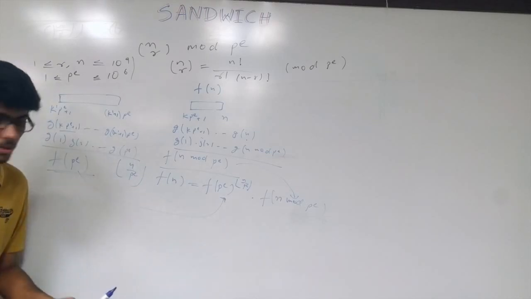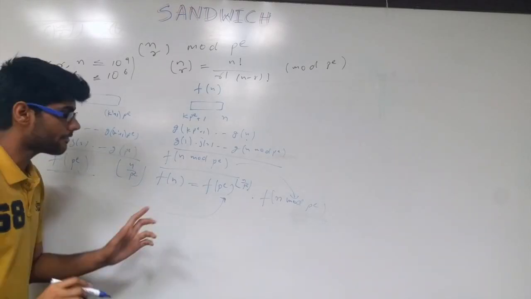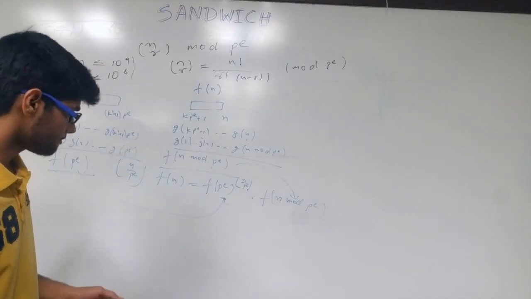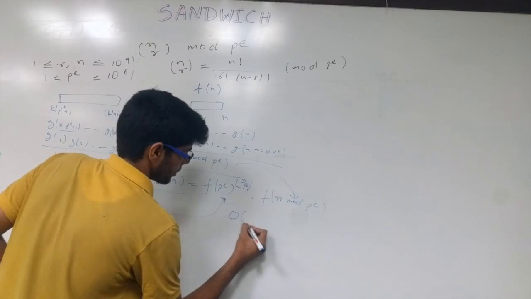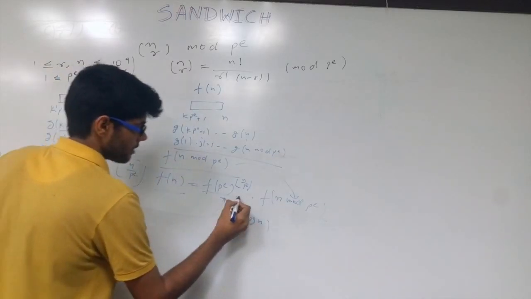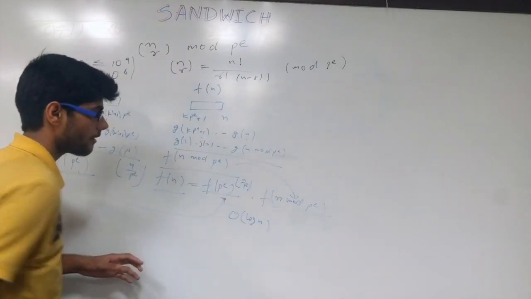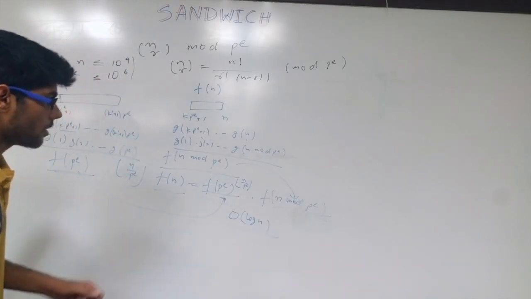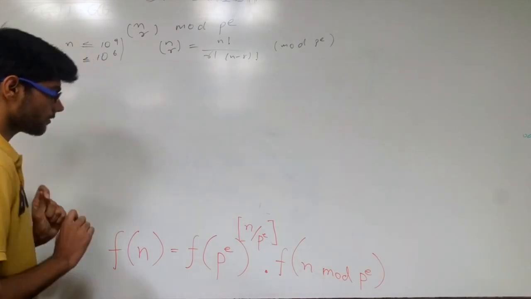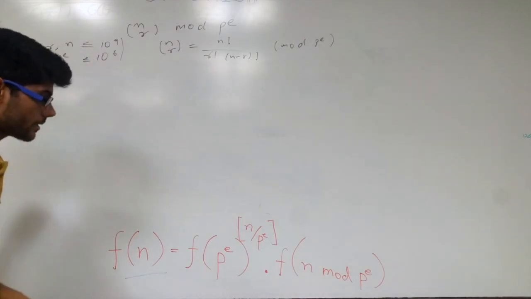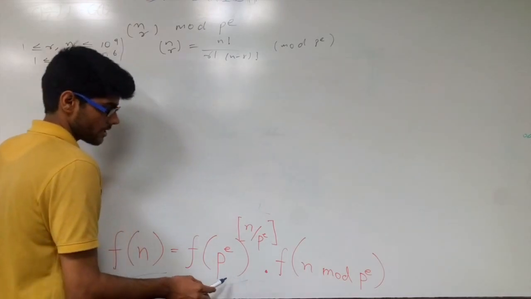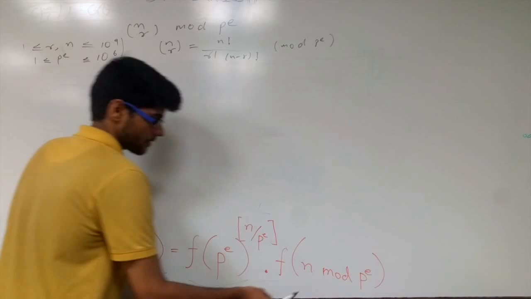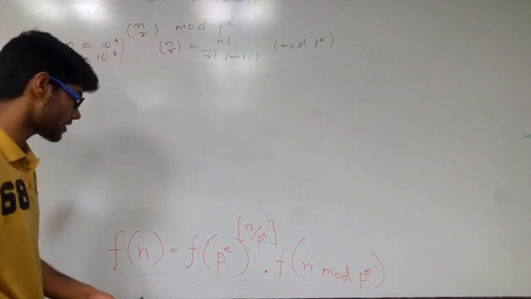Now notice that if we have f calculated for all numbers less than or equal to p^e, then we can find f(n) in time order log n. Why? Because we know this value and we know this value, and we have to find the power n by p^e, which is done by exponentiation, which is order log n in time. So to find f(n) in order log n, we pre-compute all the values from 1 to p^e in order p^e, and then we can find this in order log n and this in order 1, and then we just multiply to get the result f(n).